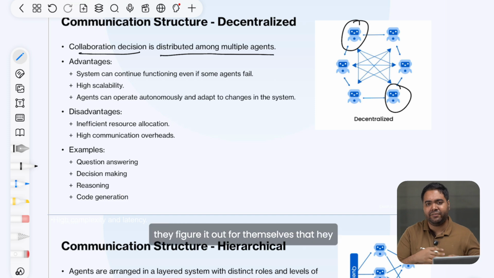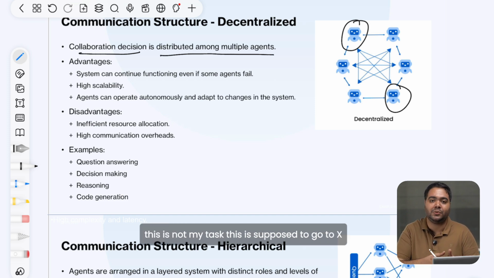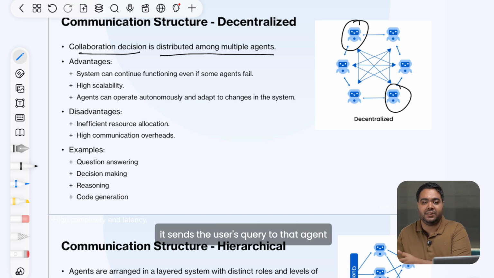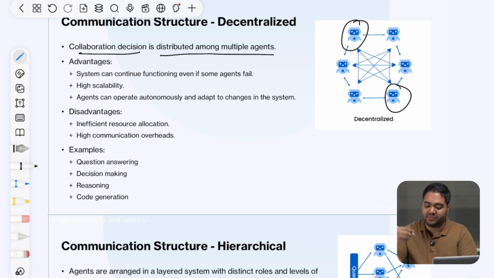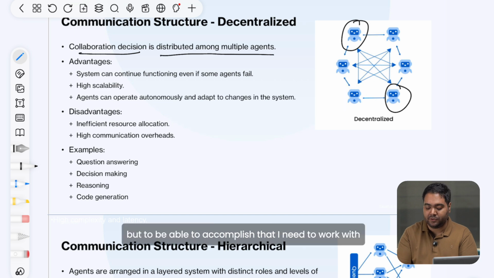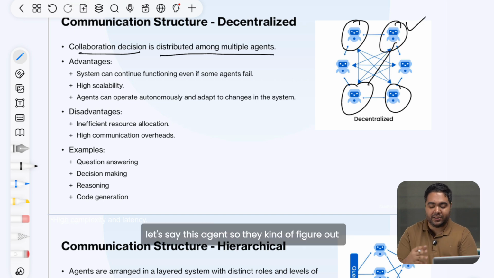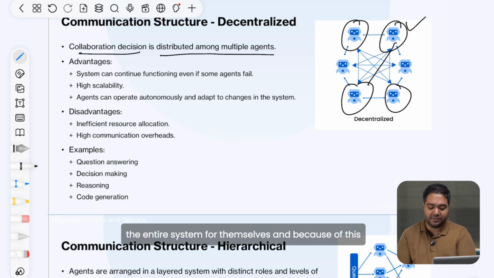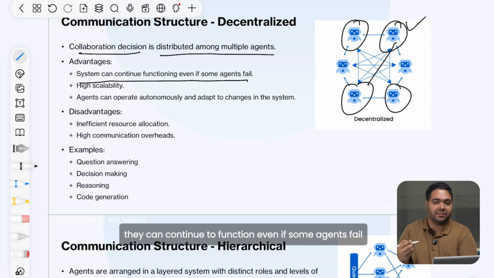Based on that, they figure it out for themselves that, hey, this is not my task, this is supposed to go to XYZ agent. It sends the user's query to that agent. That agent then figures out, oh, I can do this. But to be able to accomplish that, I need to work with, let's say, this agent. So they kind of figure out the entire system for themselves. And because of this, they can continue to function even if some agents fail.